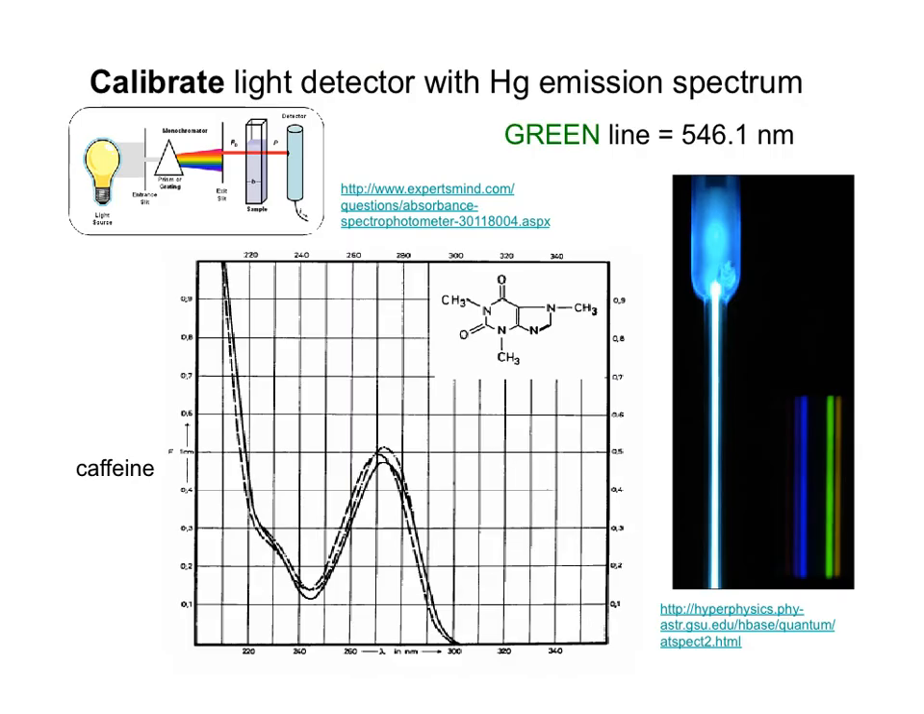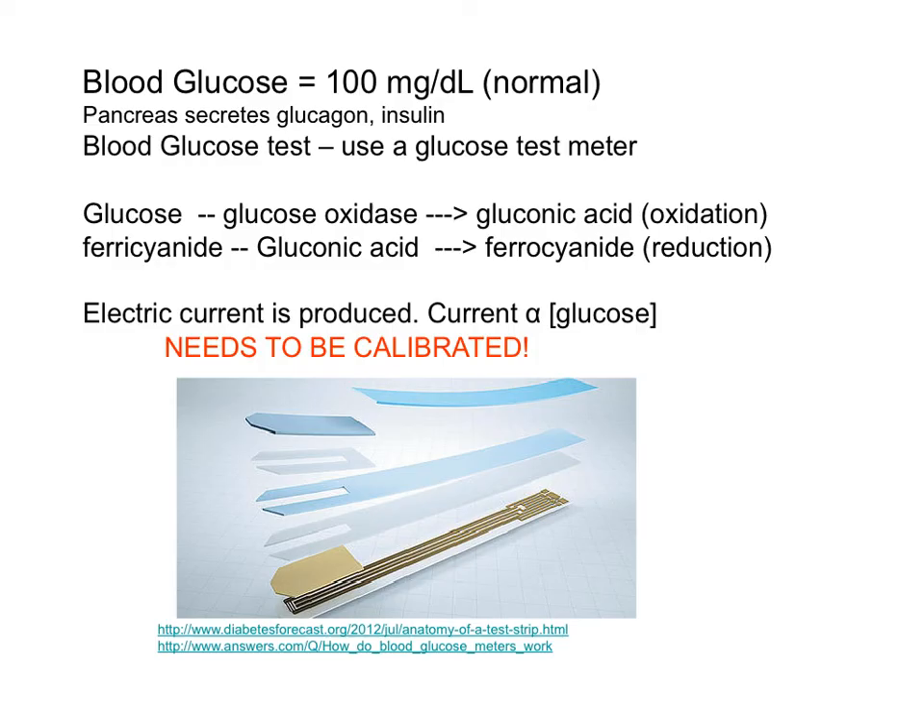We can identify a substance by measuring the wavelength of light emitted or absorbed by that substance. Light detectors are calibrated by using the mercury emission spectrum green line at 546.1 nanometers. A person's blood glucose is measured using a glucose test meter. The meter involves electric current. The current is directly proportional to the glucose concentration, so that needs to be calibrated too.